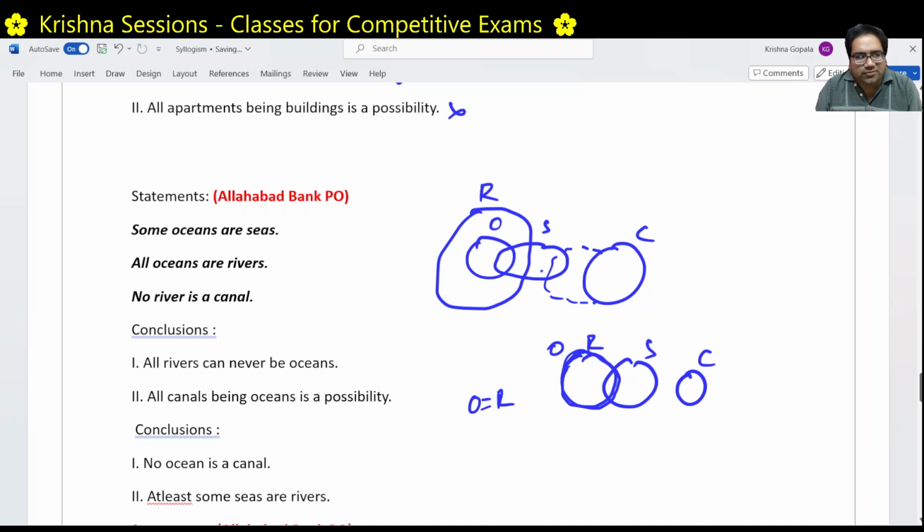Some oceans are seas. Yes, some oceans are seas. All oceans are rivers. Yes, all oceans are rivers. Right. All oceans. Let's say there are 10 oceans. All 10 oceans are rivers. All 10 rivers are these oceans only. This is what we are trying to use. No river is a canal.